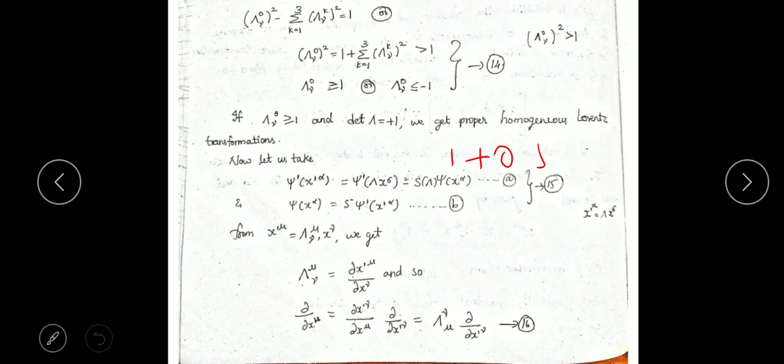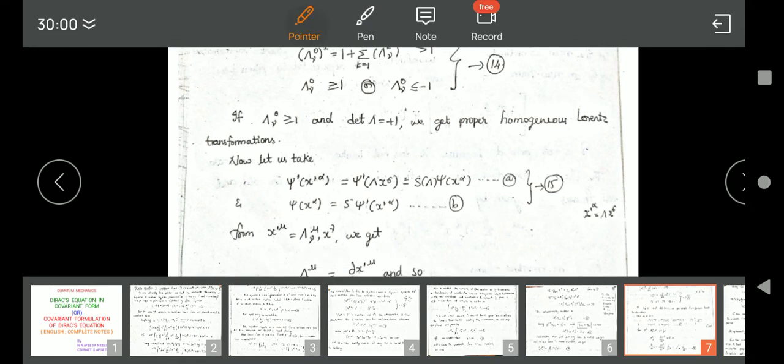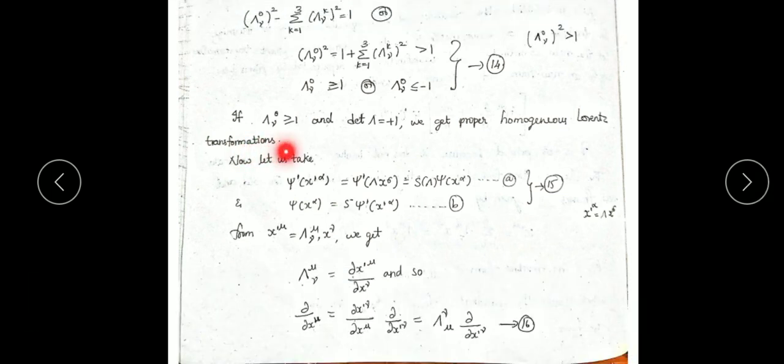And next thing is, if lambda nu 0 is greater than 1 and the determinant of lambda is plus 1, we get proper homogeneous Lorentz transformations based on this definition. So we are getting perfect transformations.